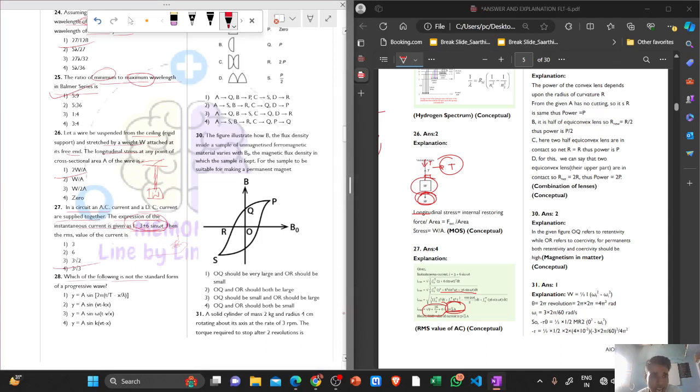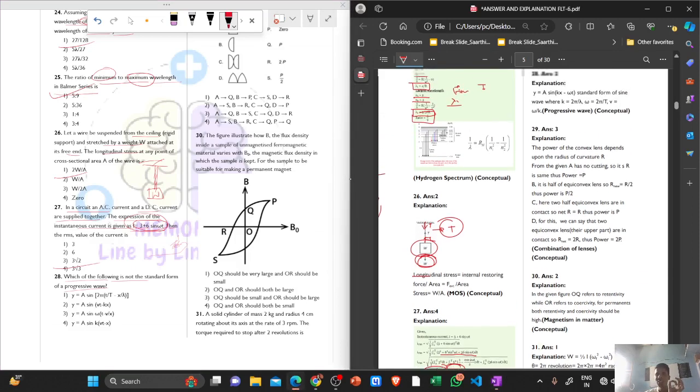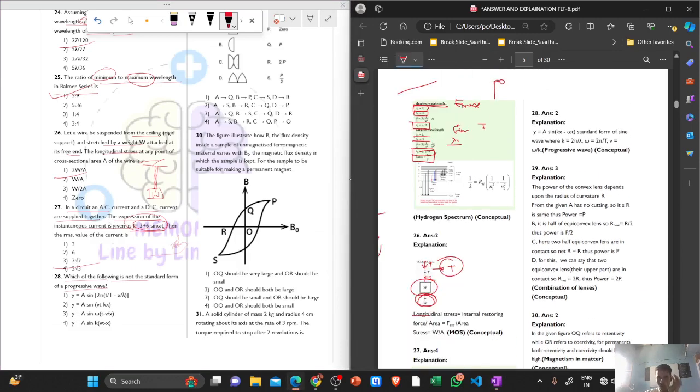Which of the following is not the standard form of a progressive wave. It is a simple conceptual question. Once you read about standing or progressive waves, you learn the standard equation and the way to check whether a given expression represents a progressive wave or not. The standard wave is y equals A sin(kx minus omega t), and as written here, it is a standard form. Here k is given by 2 pi over lambda, and v is equal to omega by k. This is the standard way.